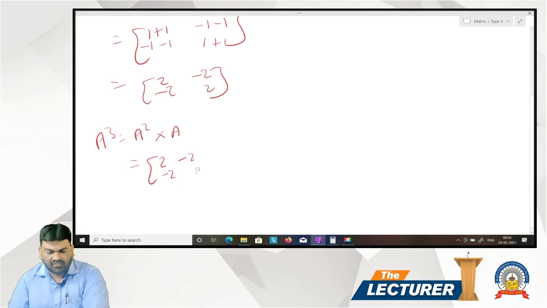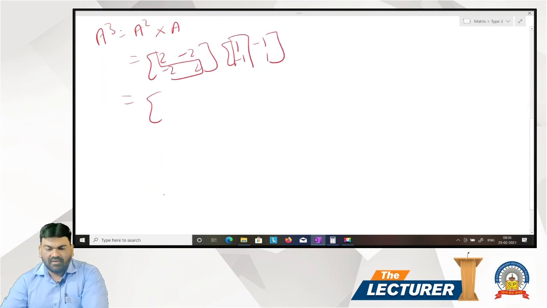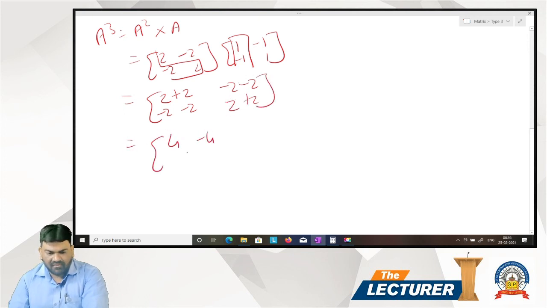2 minus 2, minus 2 2 multiplied by 1 minus 1, minus 1 1. Row column. 2 multiplied by 1, 2. 2 multiplied by minus 1, minus 2 multiplied by minus 1, plus 2. 1 multiplied by minus 2, minus 2. 2 multiplied by minus 1, minus 2. Minus 2 multiplied by 1, minus 2. Minus minus plus 2, plus 2. 4, minus 4, minus 4, 4. This is A cube.